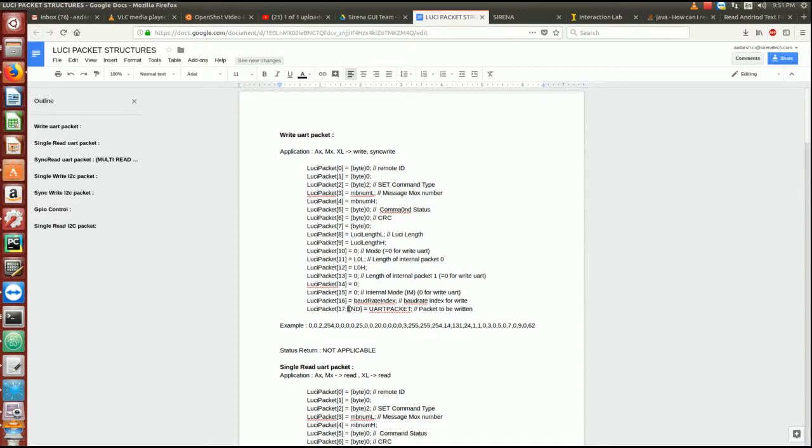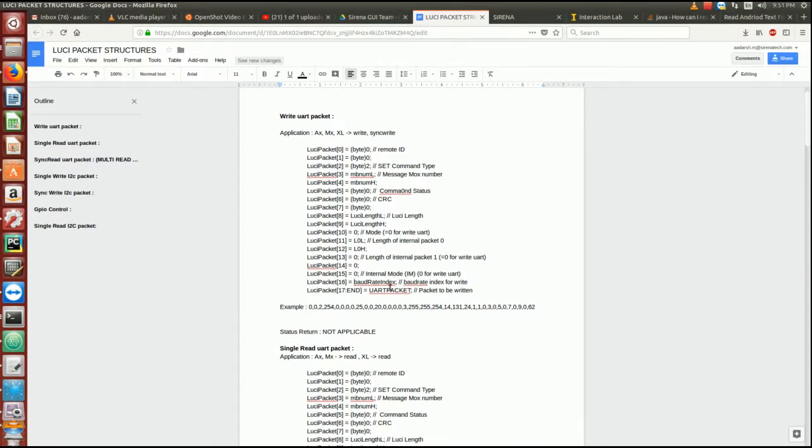Suppose you wrote the internal mode, and after that we can even mention the baud rate index. We have a specified array of baud rates that we support, so according to that the baud rate index needs to be set. All of these are kind of abstracted in the library and need not really require a lot of attention as long as you understand how the library works in general. And then from the 17th byte, that is actually the 18th byte, till the end of the packet, you need to mention the UART packet that you want to write.